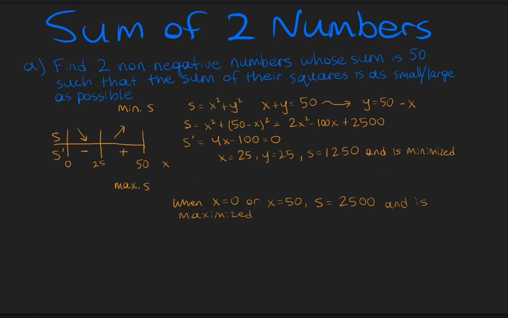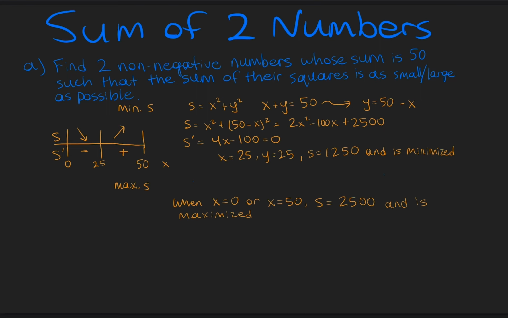Okay, so this represents our sum here of the squares of the two numbers. And because we said that the sum of the two numbers is 50, over here we have the two numbers being added to equal 50. We can rearrange to get this. So let me clarify, x and y are two numbers. We're trying to minimize or maximize this s value, which is the sum of the squares of the two numbers.